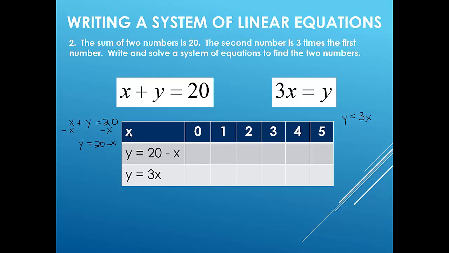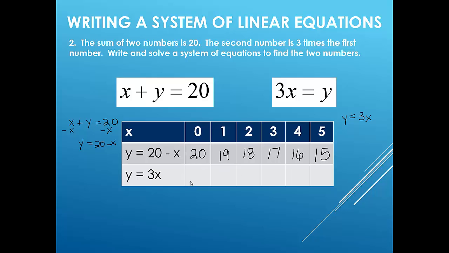So first we'll look and see what happens when x equals 0 for the first equation. So we're going to plug in 0 for x, and 20 minus 0 is 20. Now we'll substitute in 1. 20 minus 1 is 19. Next we will substitute in 2, and 20 minus 2 is 18. Now we'll see what happens when x equals 3, and 20 minus 3 is 17. Our next number is 4, so 20 minus 4 is 16. And now we have 5, so 20 minus 5 is 15.